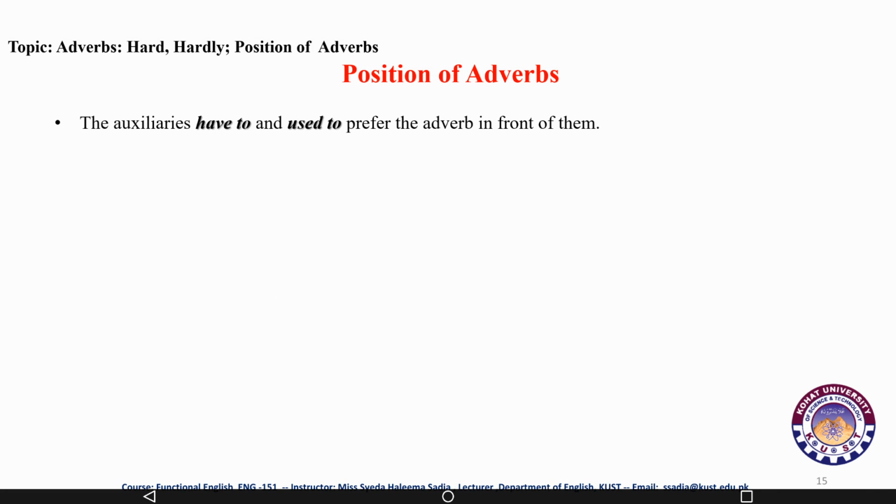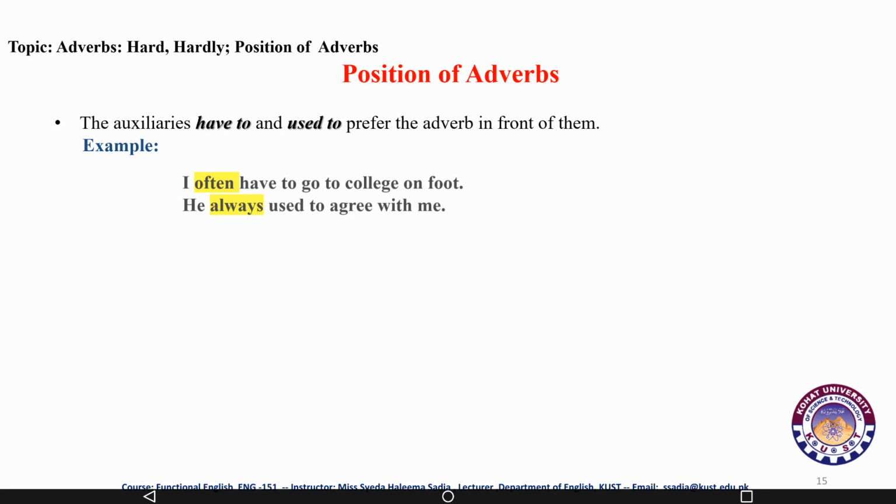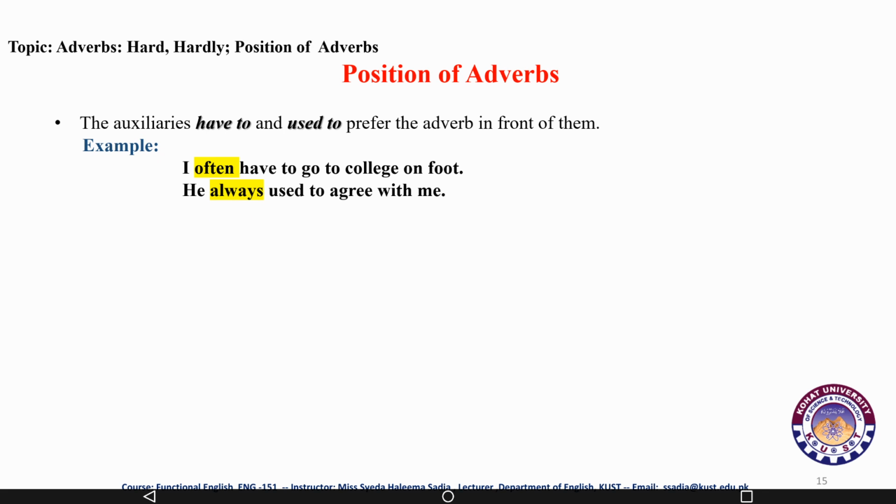The auxiliaries have to and used to prefer the adverb in front of them. For example, I often have to go to college on foot. He always used to agree with me. So used to and have to prefer the adverb in front of them. So we preferably use these with an adverb preceding them, okay?